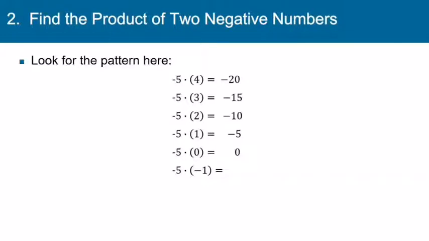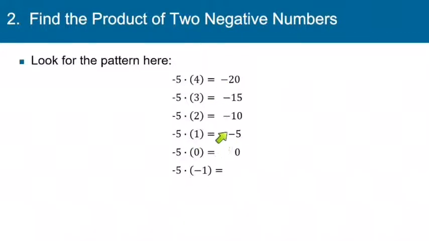Now that we know that a negative times a positive makes a negative answer, let's look at the negative 5 times table and use the same idea that we used last time and see if we can figure out the rule for multiplying a negative times a negative. So when we look at negative 5 times 4, of course, that's negative 20. Negative 5 times 3 would be negative 15. Then negative 5 times 2 would be negative 10. And negative 5 times 1 would be negative 5.